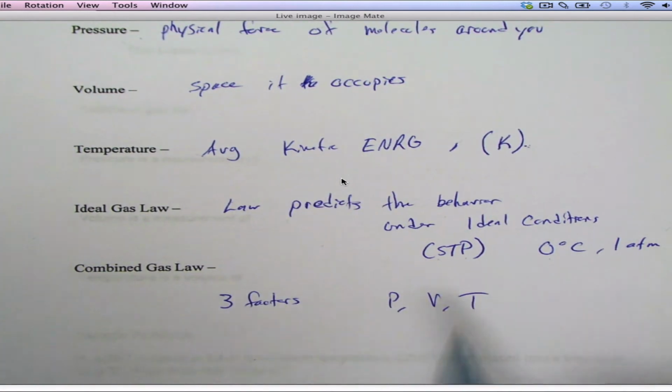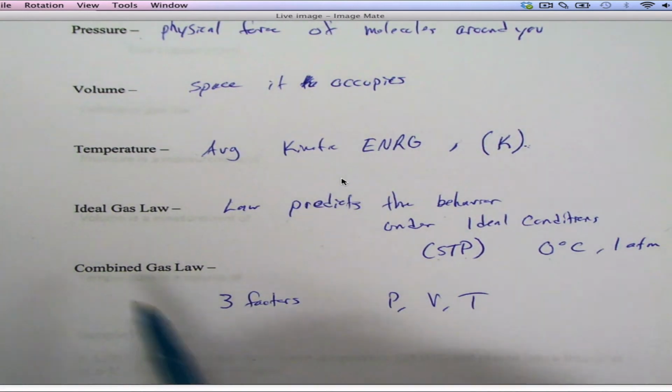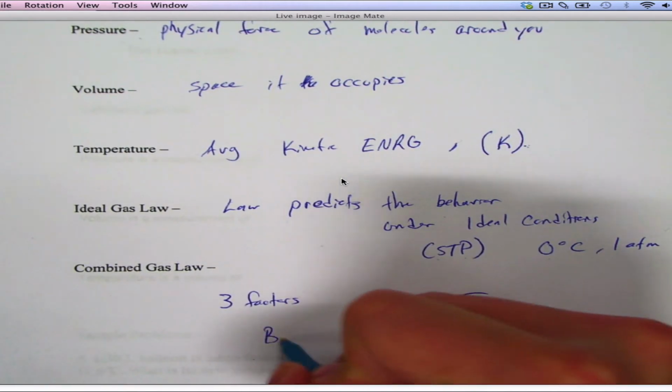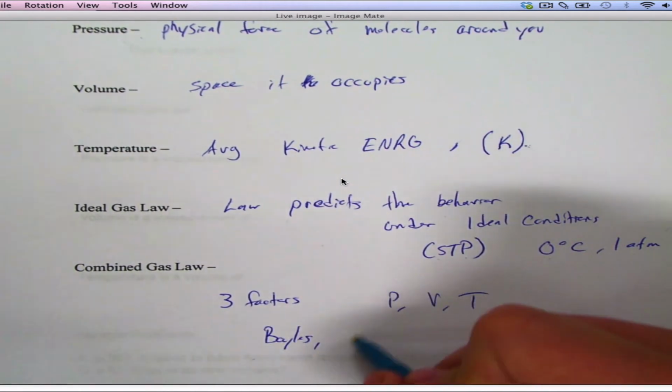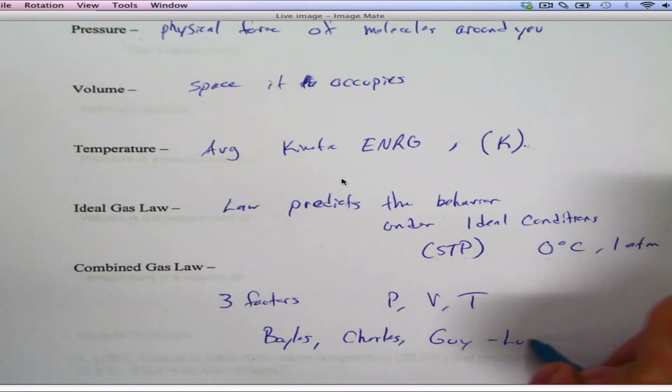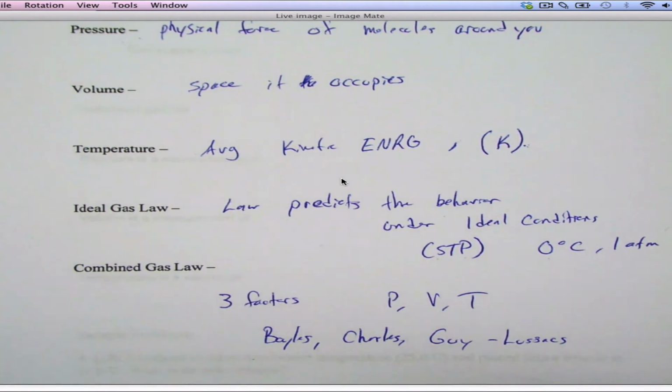So it deals with three variables, and the reason it's called a combined gas law is because it's a combination of Boyle's law, Charles' law, and Gay-Lussac's. It's French. All right. So you put those three guys' laws together, and you get a combined gas law, which we're going to talk about here in a little bit.